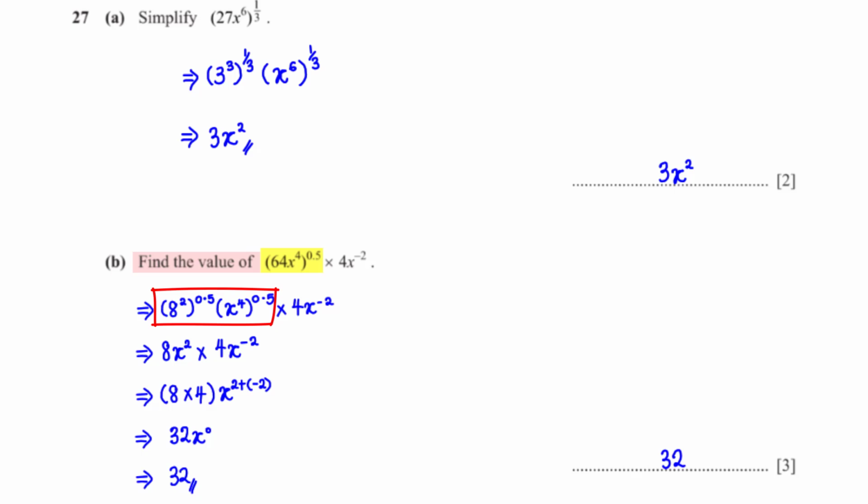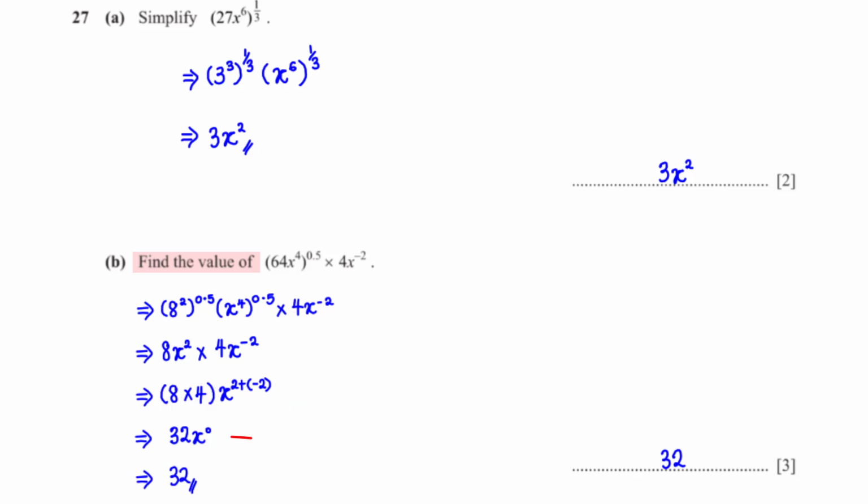When we multiply the powers of 8, 2 times 0.5 is 1. 8 raised to the power 1 is 8. When we multiply the powers of x, 4 times 0.5 is 2. So now we have 8x squared times 4x raised to the power -2. We can rewrite this as 8 times 4 times x raised to the power 2 plus -2.